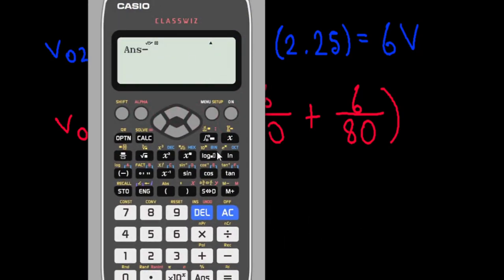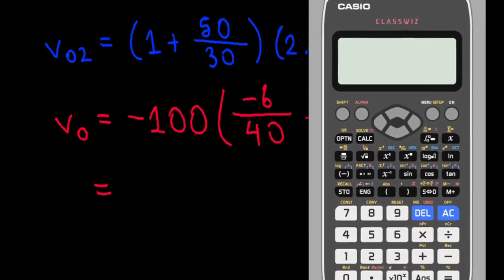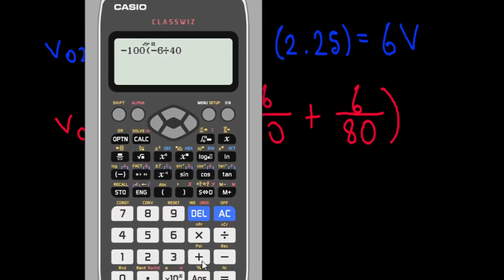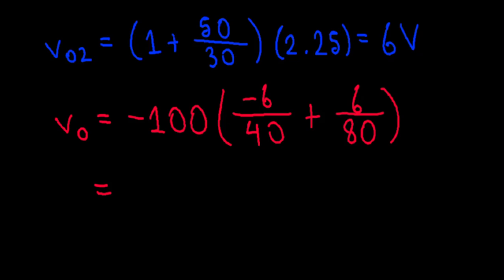Let's bring out the calculator: -100 times (-6/40 plus 6/80). This is going to give me 7.5 volts. All right, so that is my answer.